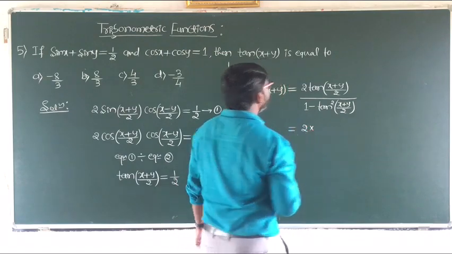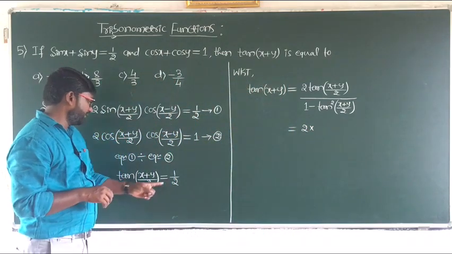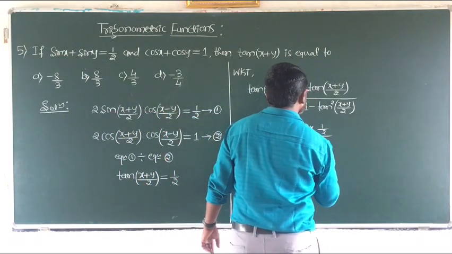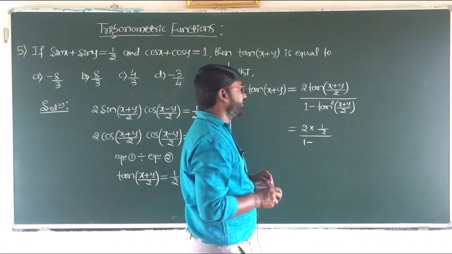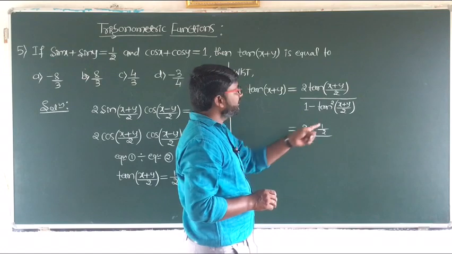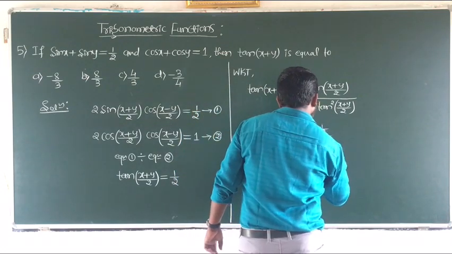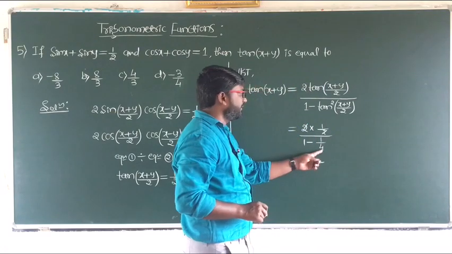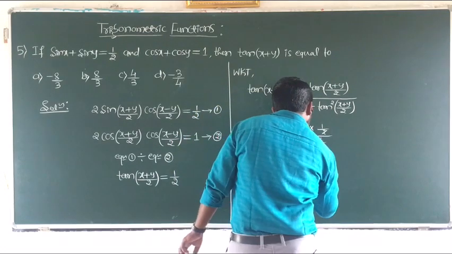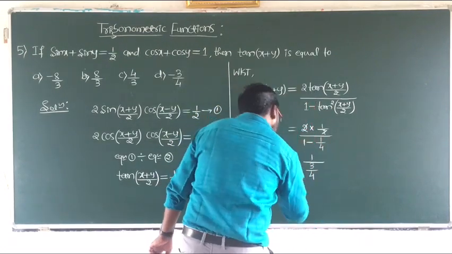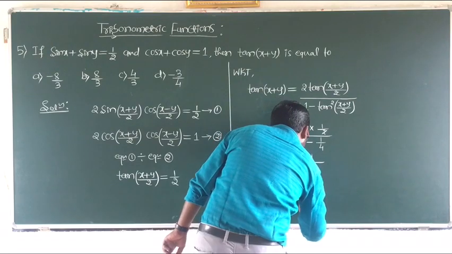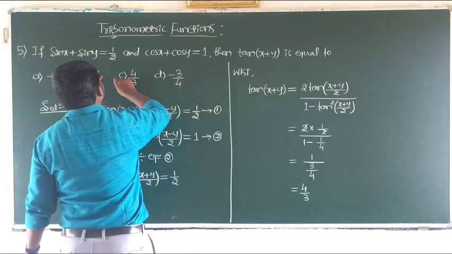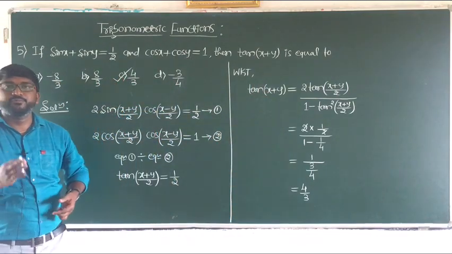2 into tan of x plus y by 2, it is 1 by 2, then whole divided by 1 minus tan square x plus y by 2. Tan of x plus y by 2, it is 1 by 2, square will be 1 by 4. So now here 2 and 2 get cancels, then 1 divided by, take up the LCM now, 4 minus 1 will be 3. So 3 by 4, this 4 goes to the numerator, we get 4 by 3. This is the required answer, and hence the answer is option C. So pause the video to note it down.